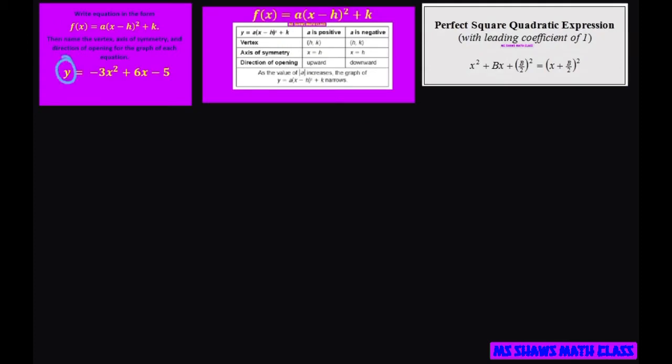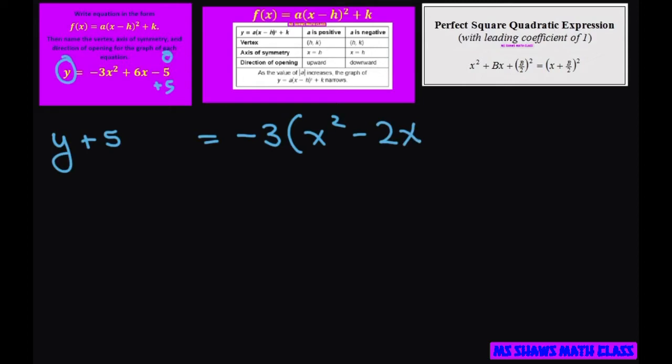So what I'm going to do is write y. I'm going to go ahead and add 5 to both sides of the equation. So this is going to leave a 0 here. I'm going to pull out a negative 3 for my highest common factor. So that leaves me with x squared minus 2x.